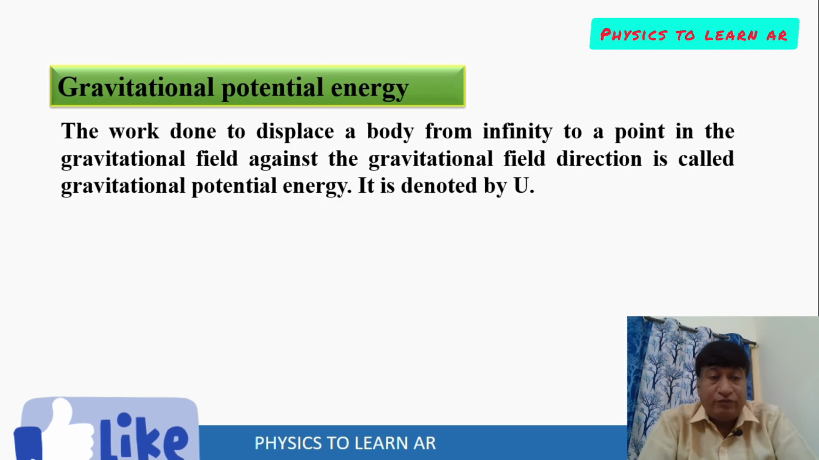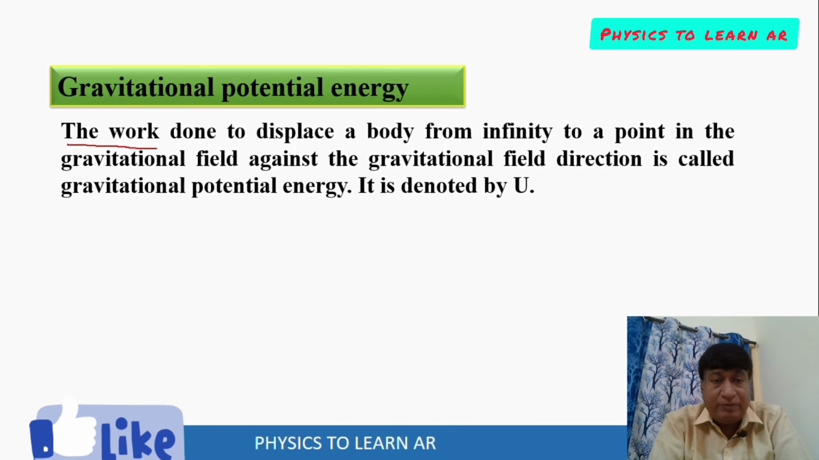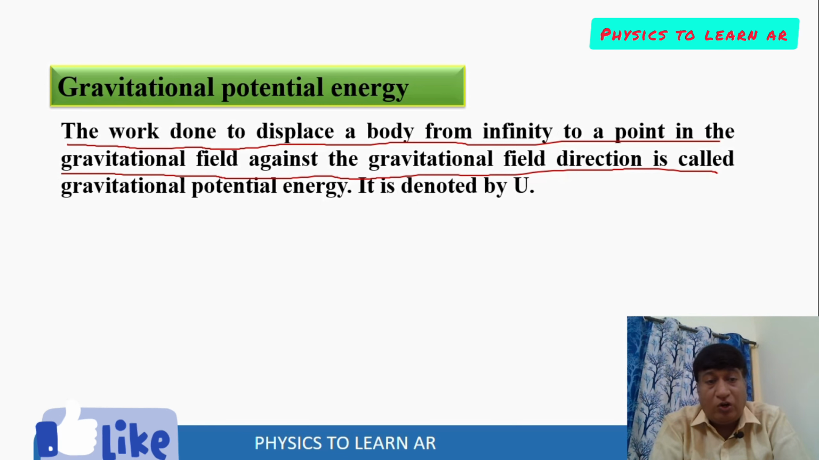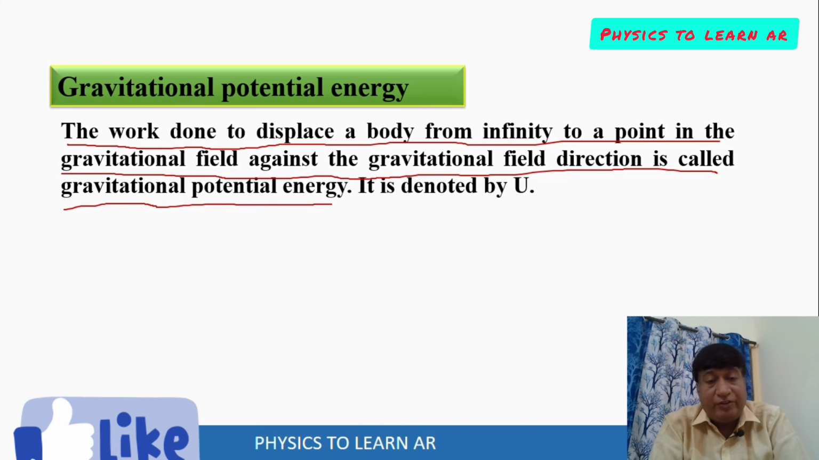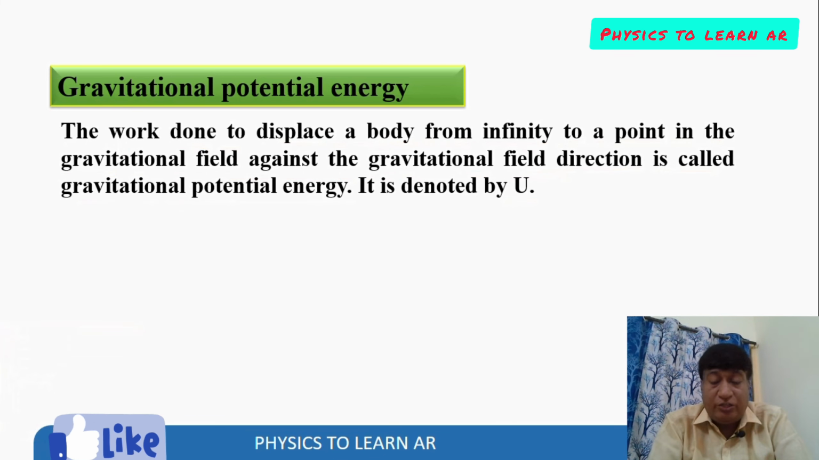In definition form, how can we state gravitational potential energy? The work done to displace a body from infinity to a point in the gravitational field, against the gravitational field direction, is called gravitational potential energy. In general we denote it by the symbol U. With this, we are now going to prove results regarding this gravitational potential energy.